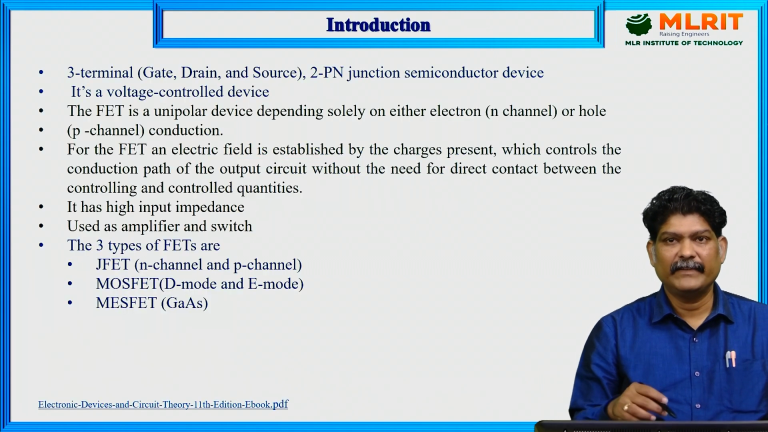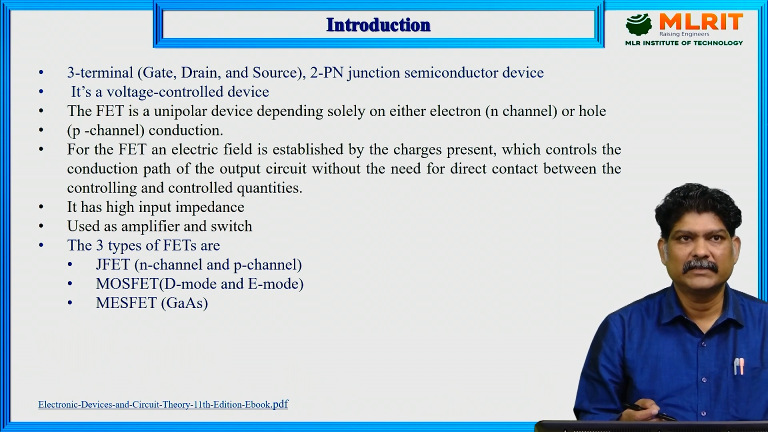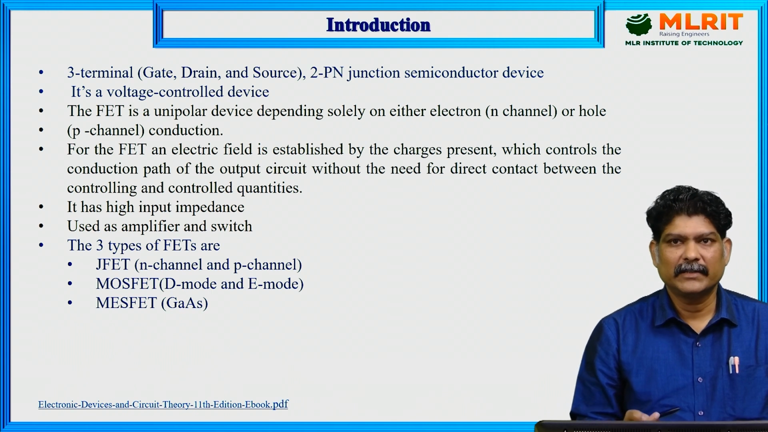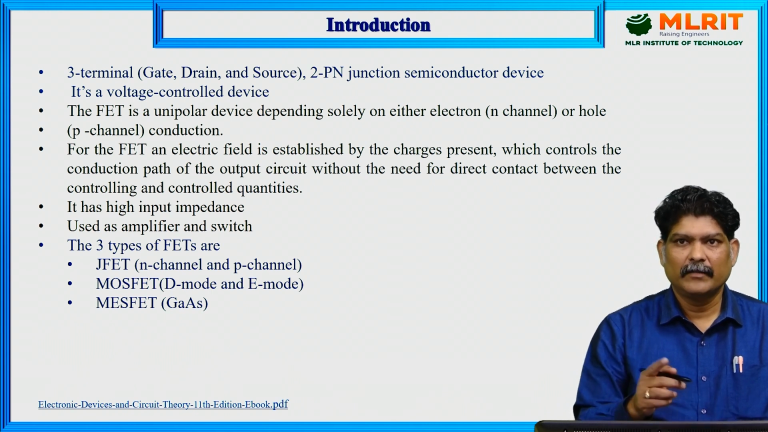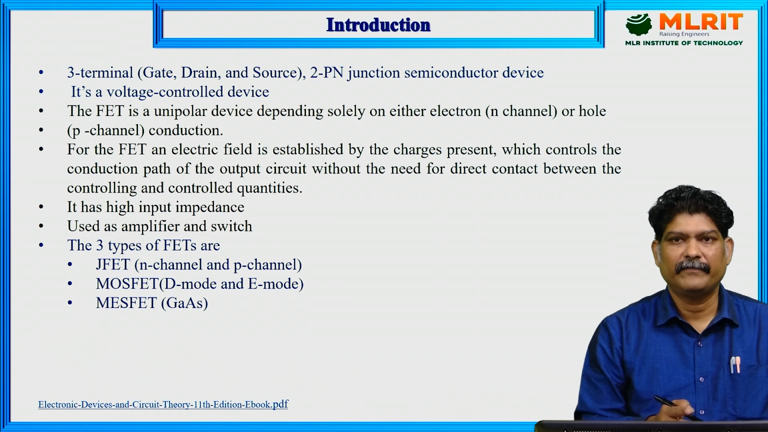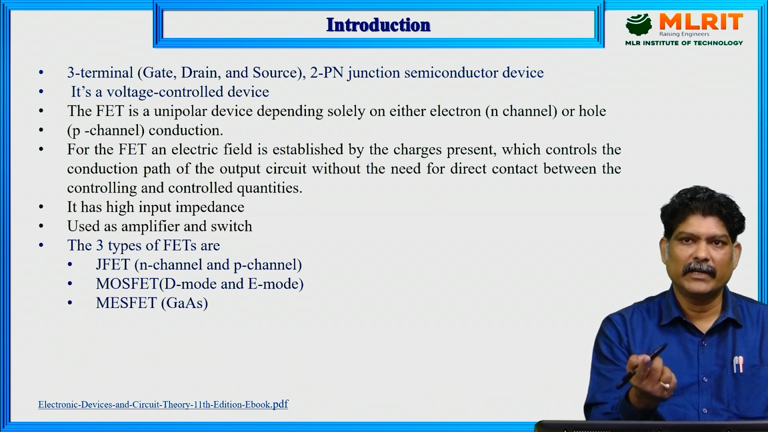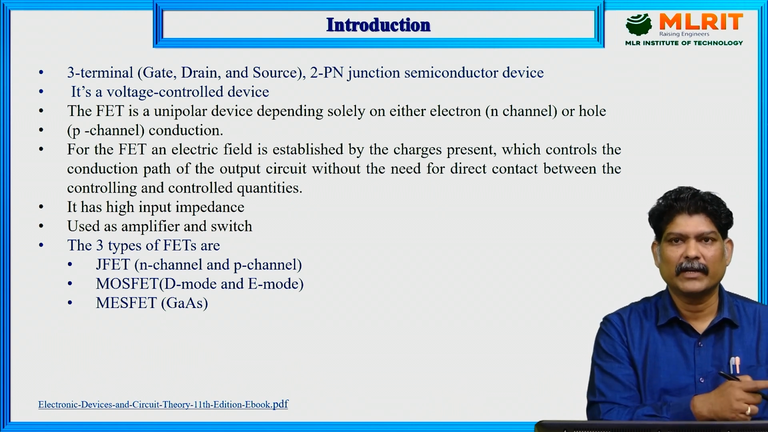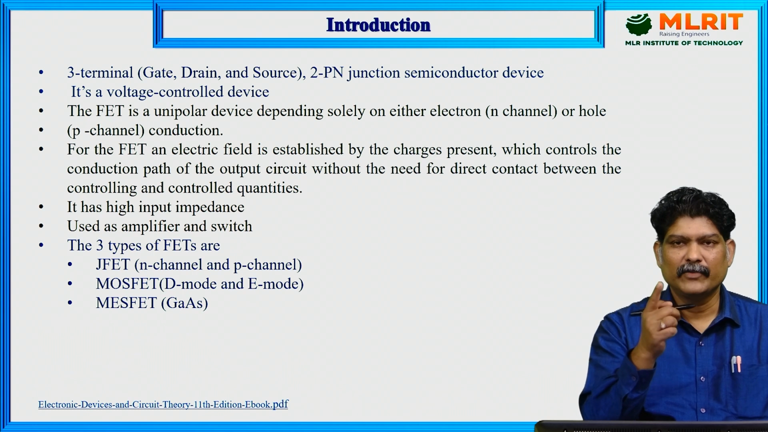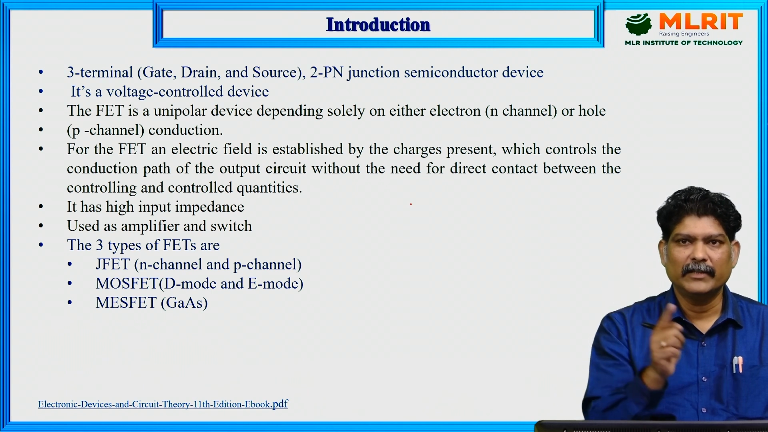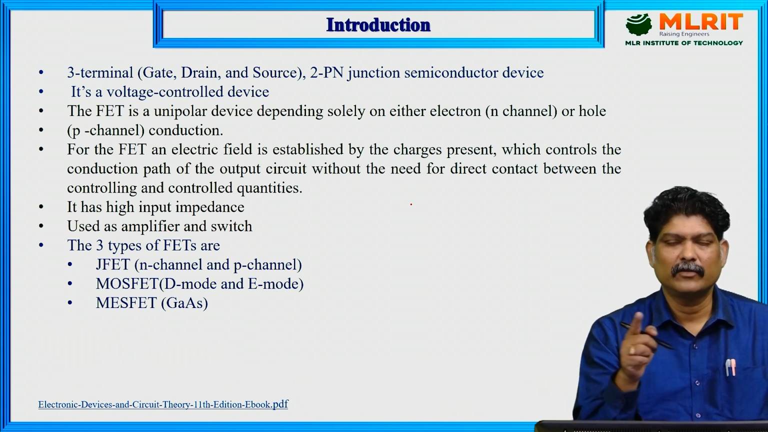Field effect transistor means it is a 3-terminal, 2-junction semiconductor device, just like a BJT. If you want to analyze the FET, we have to compare it with the BJT. The BJT is a current control device where the output current is controlled by the input current. If you see the CE configuration, the output current is IC and the input current is IB, so the output current IC is controlled by the input current IB.